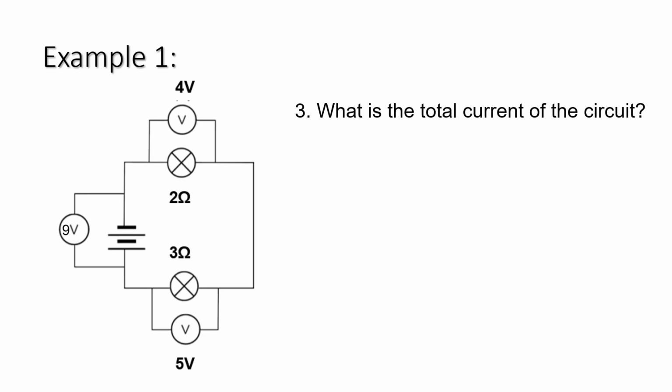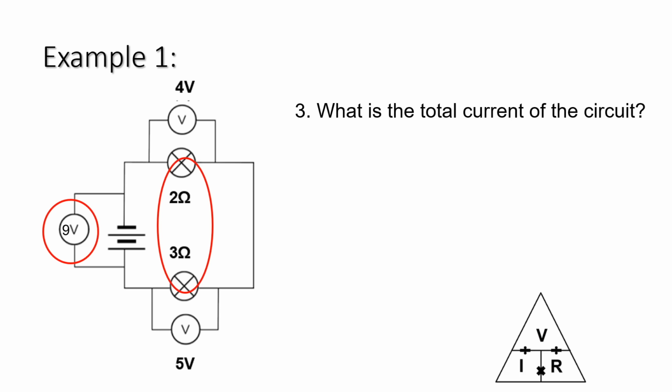Our third question relating to this specific circuit is: what is the total current of this circuit? Now, as you can see on the circuit, there is no ammeter available. So we will need to calculate the current using the information we have. From question 1, we determined that the total voltage is 9 volts. From our second question, we determined that the total resistance is 5 ohms.